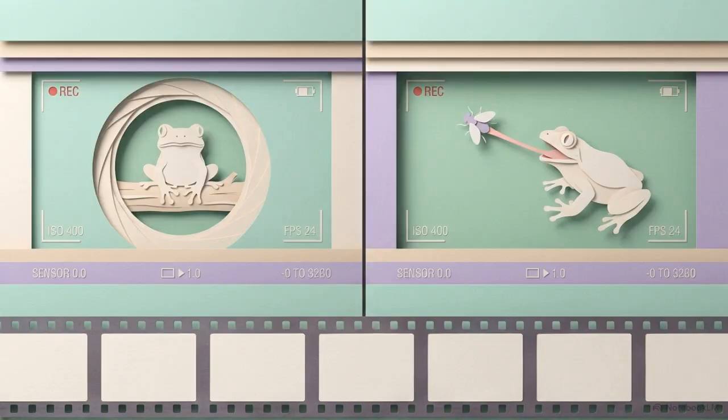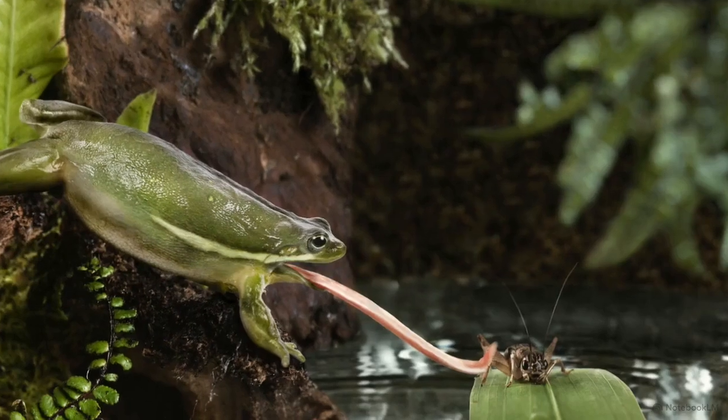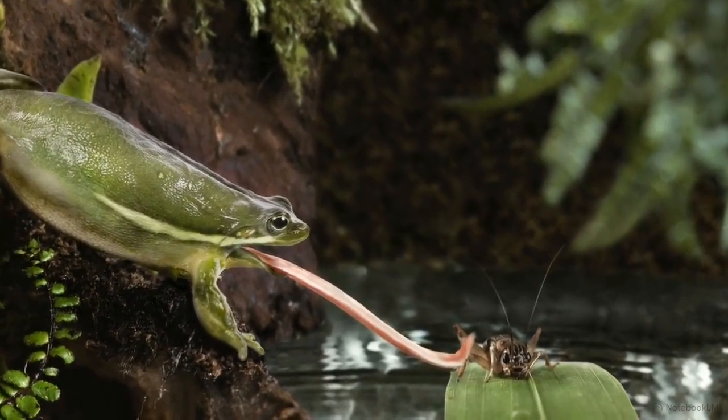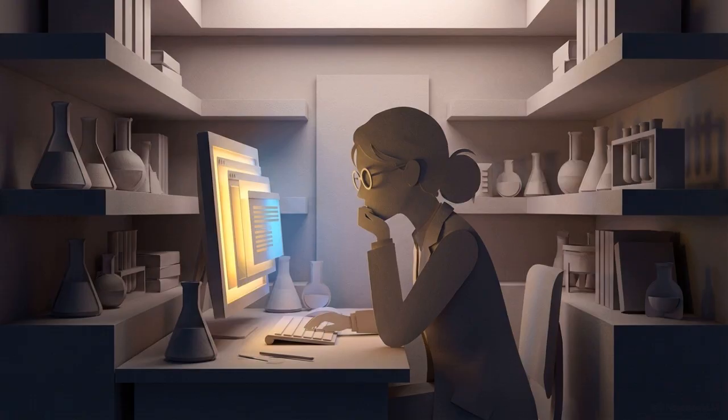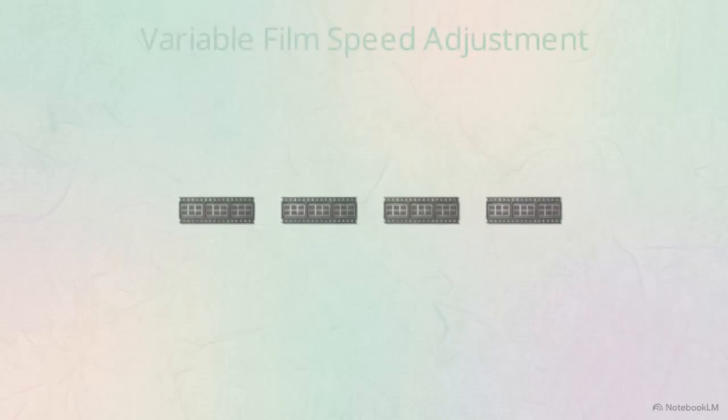Certain behaviors dictate a mix of both normal and expanded time. A frog snatches its prey 50 times faster than a human blink. But analyzing this event at a flat, low-speed playback means researchers must sit through hours of slow-motion swimming just to see the strike. The solution is variable film speed adjustment.